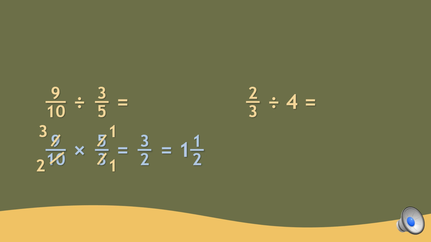Okay, let's take a look at this problem. So we have 2/3 divided by 4. So we are going to rewrite that as a multiplication problem. 4 becomes 1/4, so we now have 2/3 times 1/4. We're going to cancel again. 2 goes into itself once and 4 twice. 3 and 1, you can't do any canceling there, so we're just going to multiply straight across. 1 times 1 is 1, and 3 times 2 is 6.